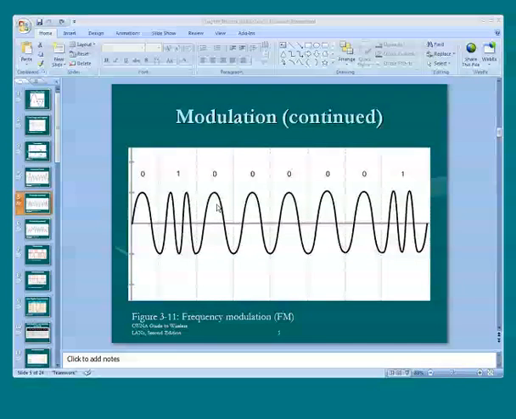Again, we slow the cycle, 0. Slow the cycle, 0. Maintain the slow cycle, 0, 0, 0. Increase the cycle. We get back to the 1 bit.